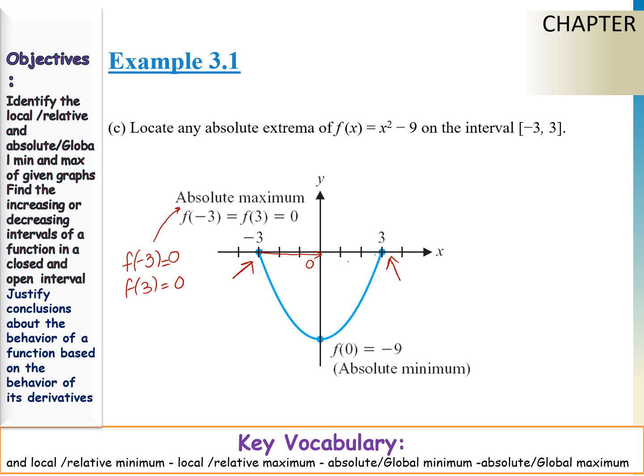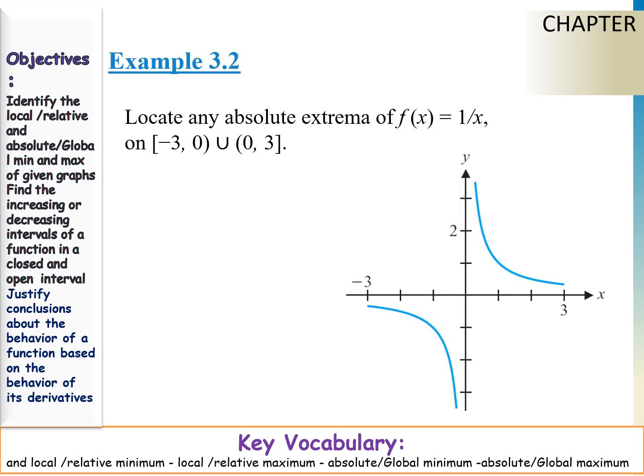Now, can these points be relative or local maximum? No. Why? Because they are not turning points. So it's not necessary that an absolute maximum or minimum is always a local maximum or minimum. But this point is the lowest point of the graph. It is said to be the absolute minimum, and since it is a turning point, you can name it also a local minimum.